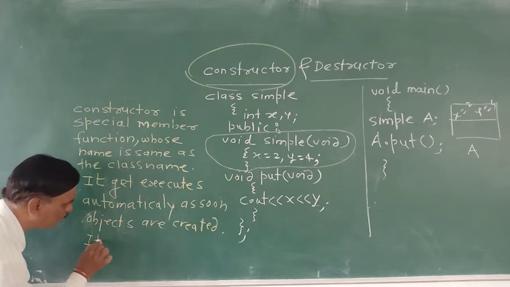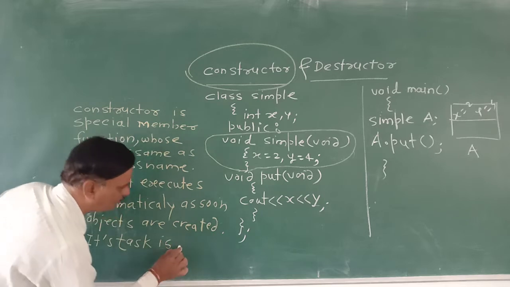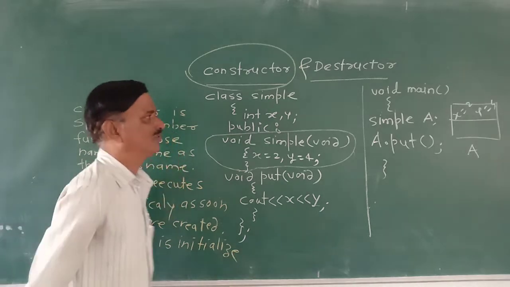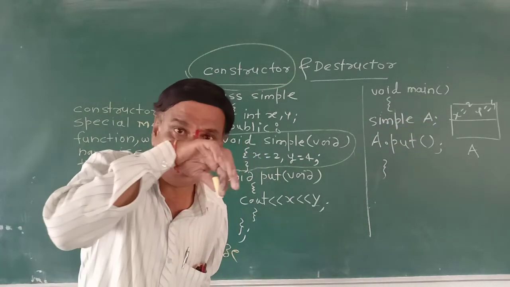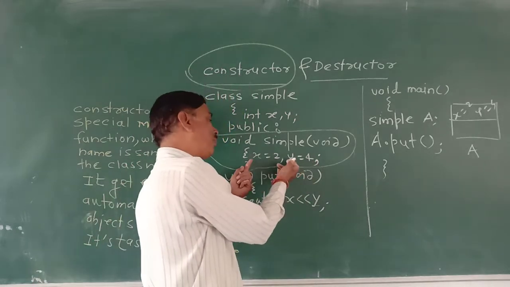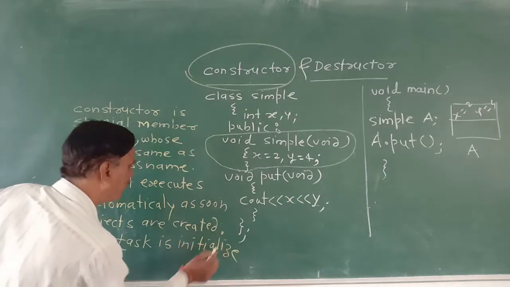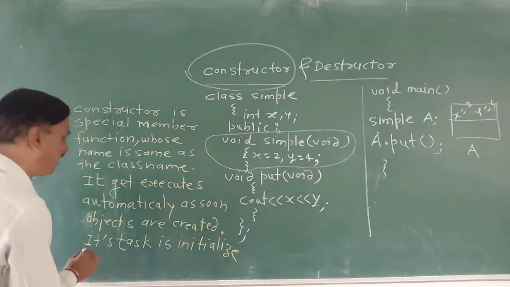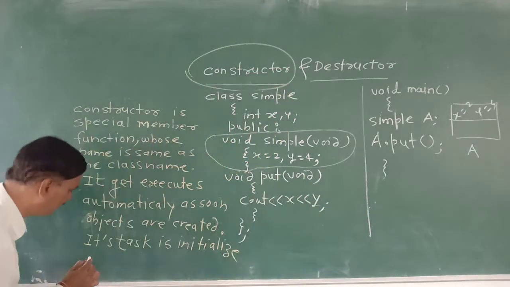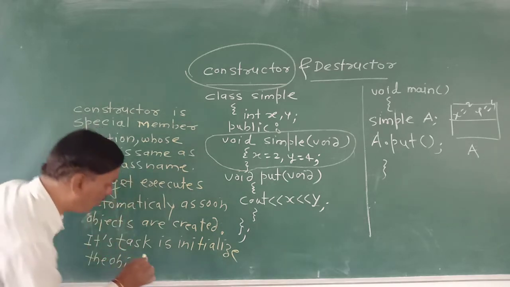Its task is to initialize the data members x and y. We have assigned the task of assigning the values 2 and 4 to x and y. That's why, full stop. Its task is to initialize the data member, and initializing the data member is also known as initializing the object of its own class.